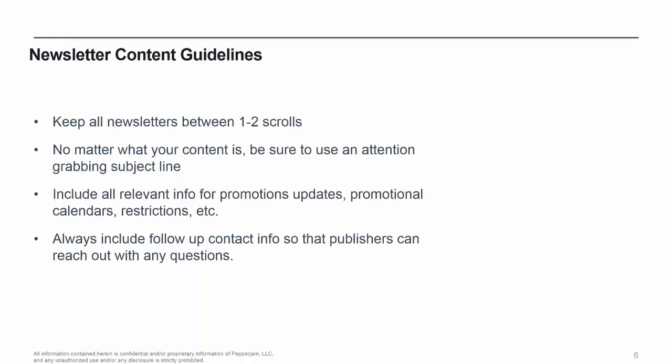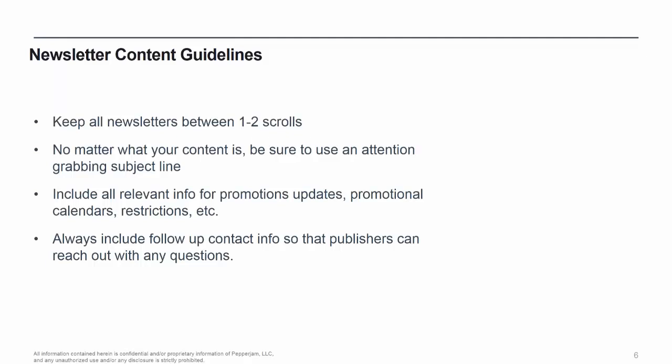So some general content guidelines for creating your newsletters is that you'll always want to keep them between 1 and 2 scrolls. You don't want them to be too long, as publishers might have a lot going on, and they really just want to get the meat of what you're sending as quick as possible. But no matter what your subject matter is going to be, you're always going to want to use an attention-grabbing subject line. So think of your publishers in terms of consumers as well, as something that they can get excited about when promoting the program.